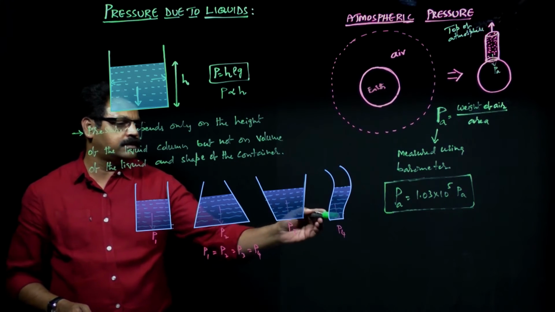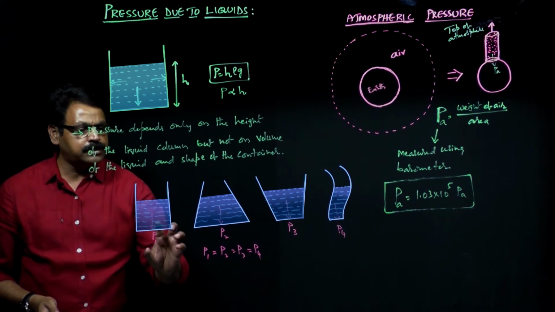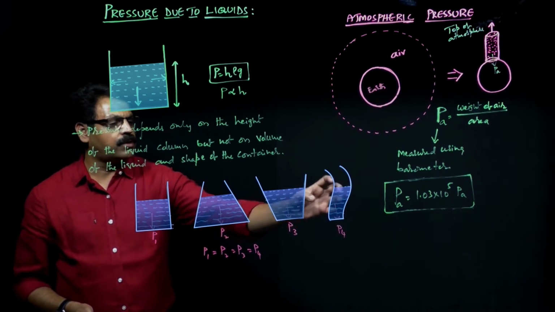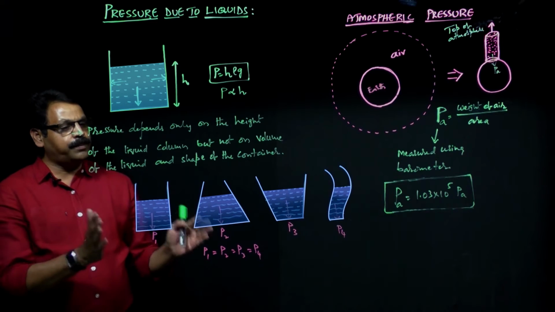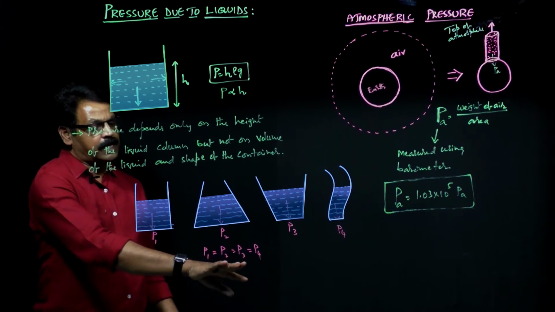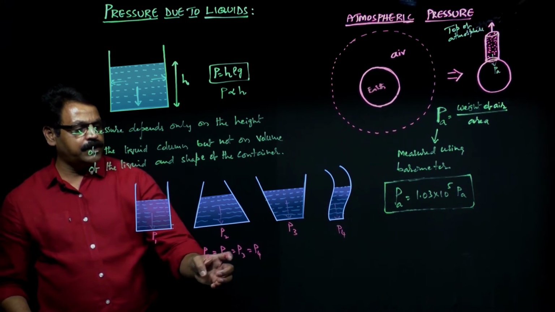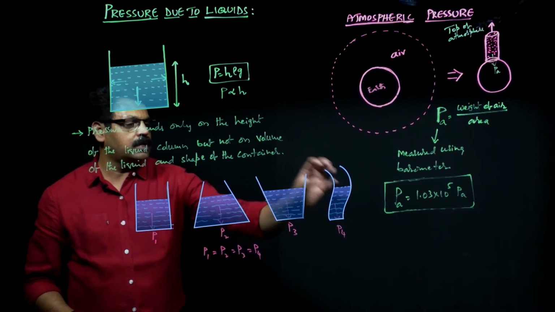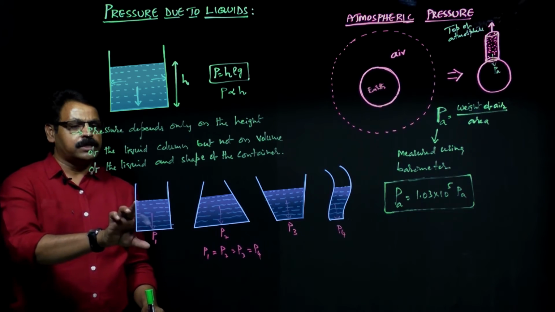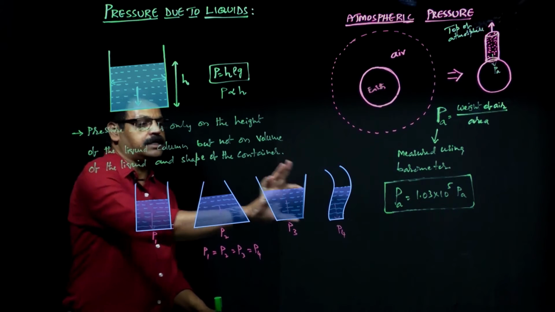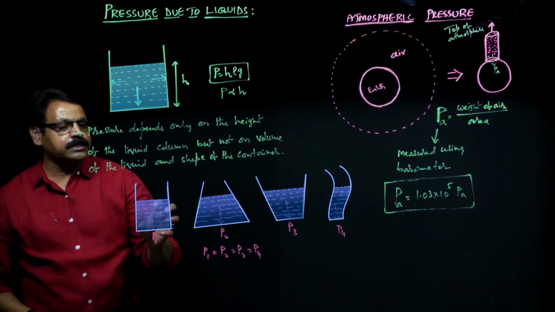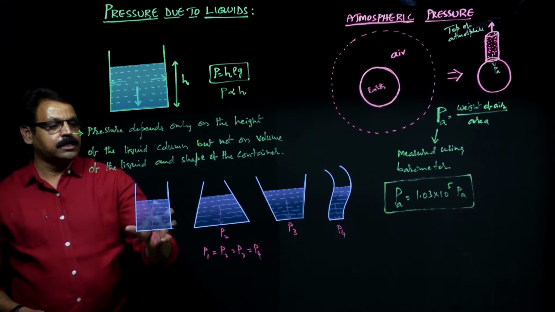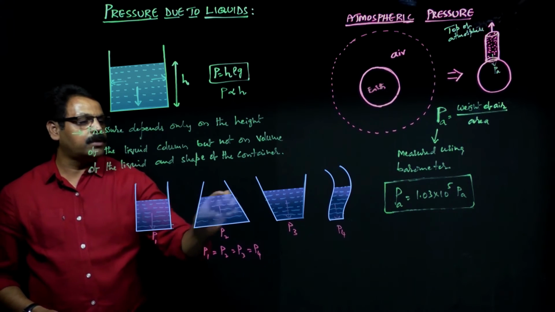by this. Therefore, the pressures due to the liquid columns on all the bottoms of the different shaped containers will remain the same. Therefore, P1 is equal to P2 is equal to P3 is equal to P4, meaning that the pressure exerted by all the liquid columns is the same because they are all at the same height. So here we need not consider the shape of the container. These are different shaped containers, but the height of the liquid column is the same.